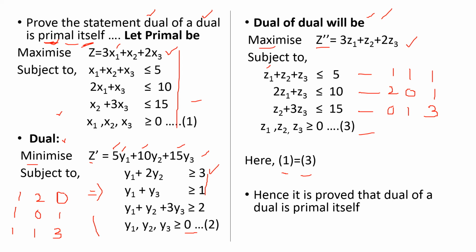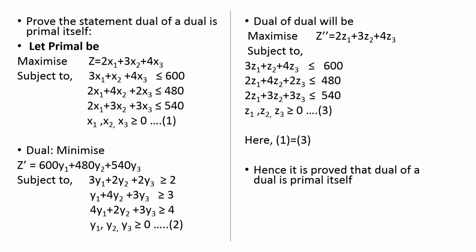Okay, here one more question is given: prove the statement dual of a dual is primal itself. Okay, so maximize is given, convert it into minimize, and from there to maximize. So equation 1, that's the original one, and the dual of the dual, that is 3. Both are the same. Okay, hence it has been proved.